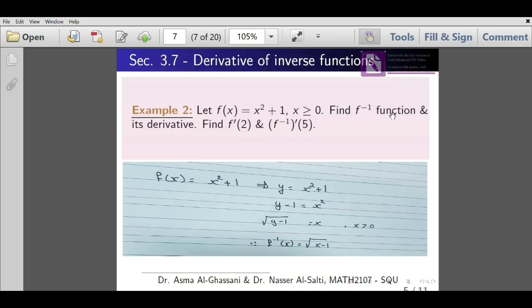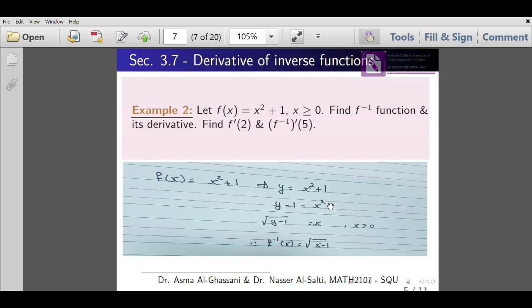Find the f inverse function. So we have f(x) equal to x squared plus 1. We can replace f(x) by y, so it will be y equals x squared plus 1. To find f inverse, first we need to rewrite this function as a function of x. So let us move the 1 with y, so it will be y minus 1 equals x squared.